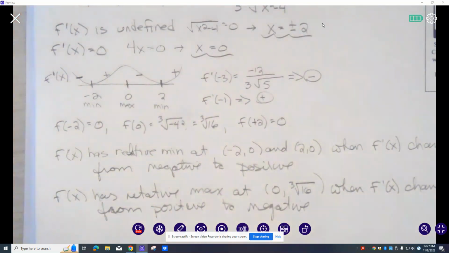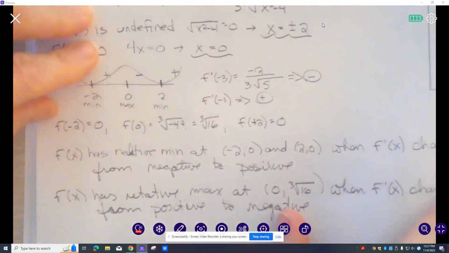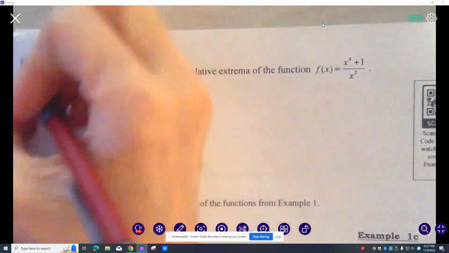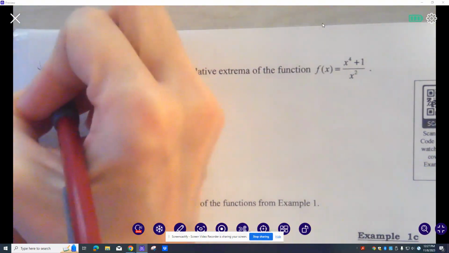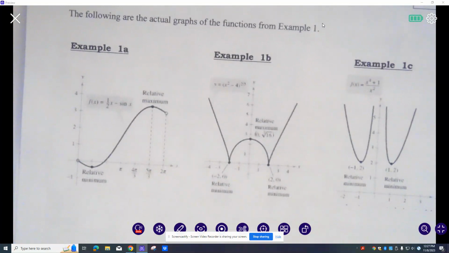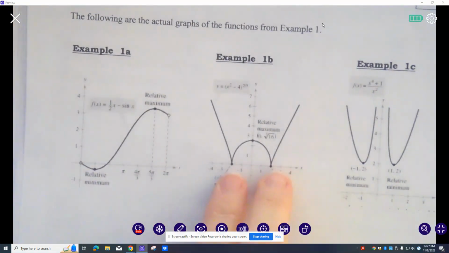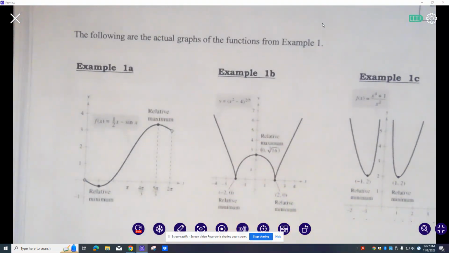Okay, I think there's just one more. Yeah, I think I'm going to say you try this one. And then the bottom of these notes have the actual graph of the 3 examples that we just did. So this is the one we just did where it was undefined at those 2 places. The derivative was undefined because you have a corner.